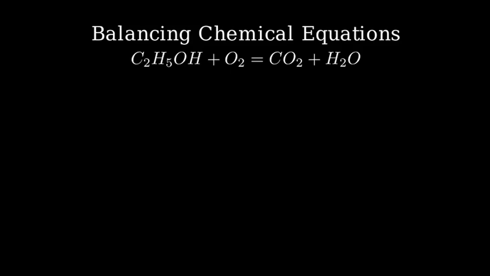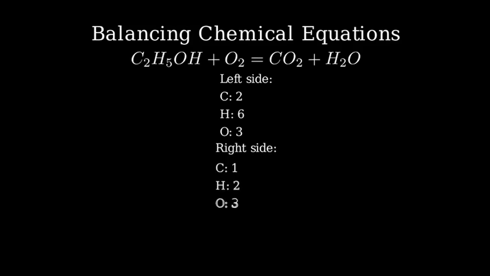The first step in balancing a chemical equation is to count the number of atoms of each element on both sides of the equation. On the left side, we have 2 carbon atoms, 6 hydrogen atoms, and 3 oxygen atoms. On the right side, we have 1 carbon atom, 2 hydrogen atoms, and 3 oxygen atoms.